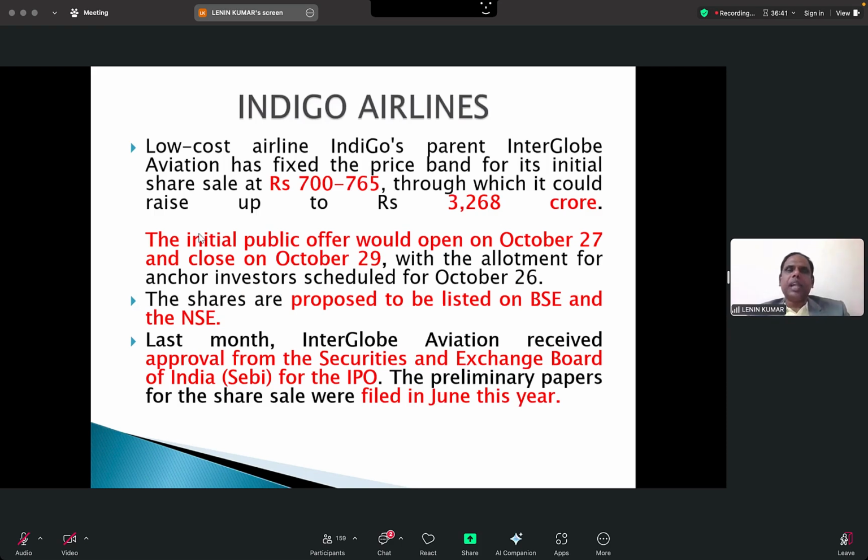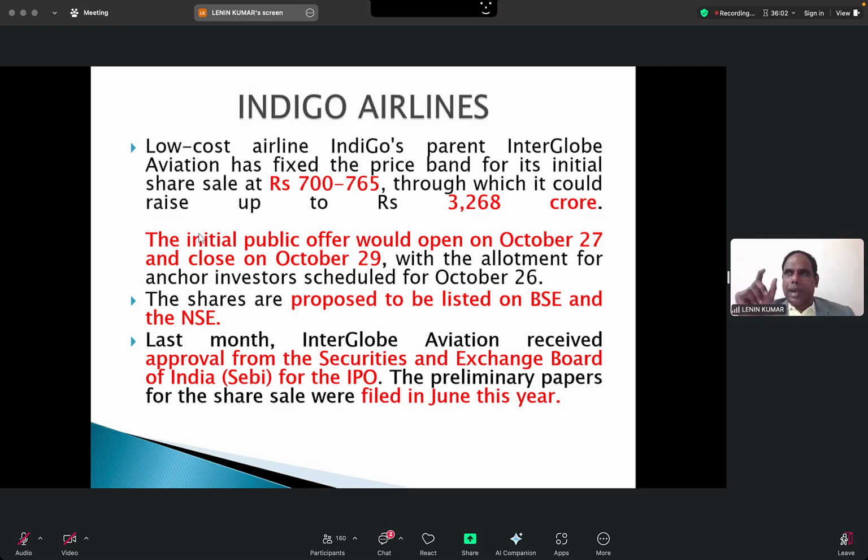I'll just give you one simple example, from the time of an IPO. Indigo Airlines, a low cost airline, everyone is aware of that. Indigo's parent company is called InterGlobe Aviation. They have fixed the price band for its initial share sale at 700 to 765. You want to understand these numbers very clearly. Now, forget about Lulu's example for some time. You just see only this Indigo.